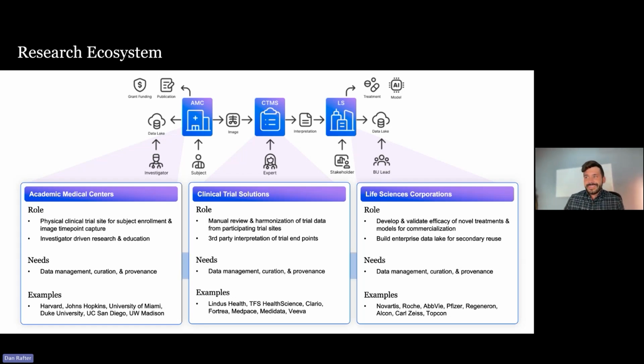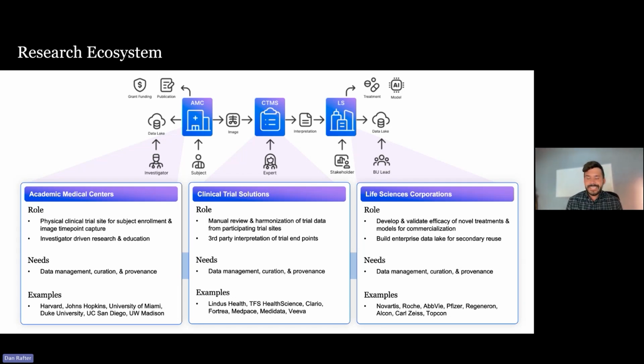The things that they need are the exact same across all three of these verticals. They need a data management solution. They need a curation solution. So how do I get my data from raw to ready? And then they need tracked provenance of how I got from, on the far left, the subject coming into the clinic and getting scanned for a clinical trial, their data helping to prove that this drug was working, and how the life sciences corporation then goes ahead and actually applies for FDA approval in a meaningful and expeditious way. These needs are universally shared across.